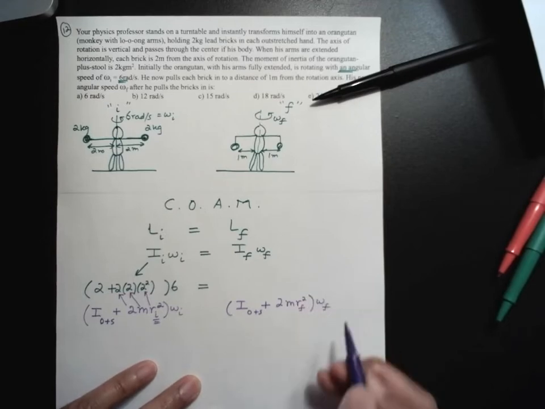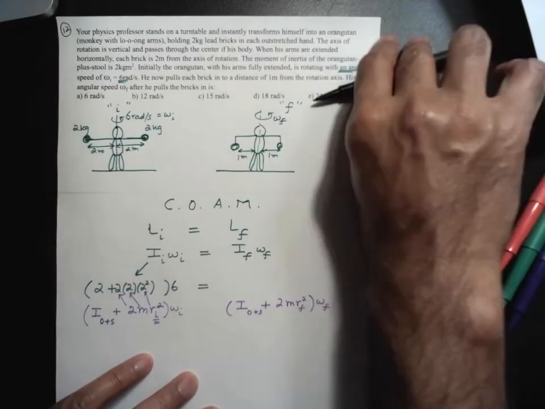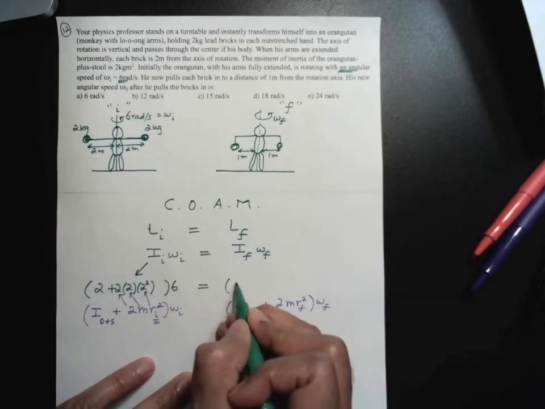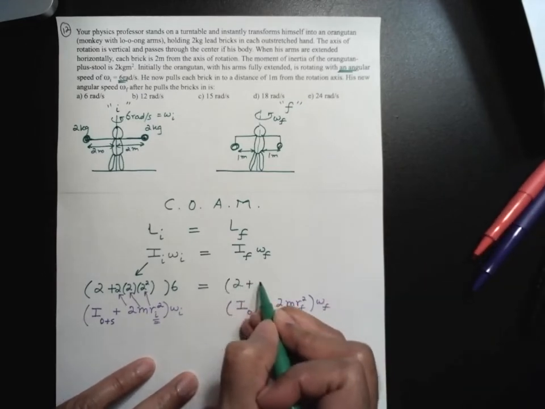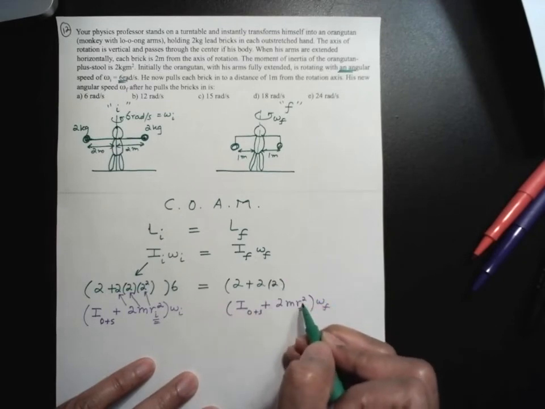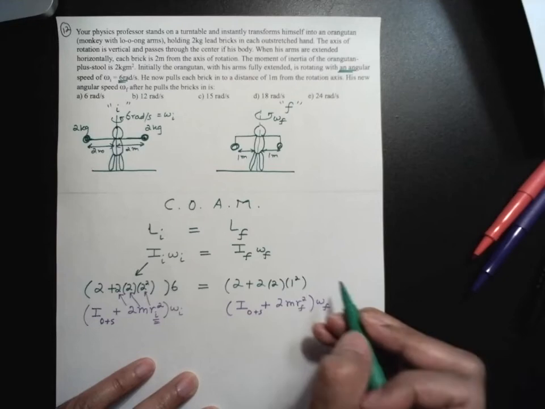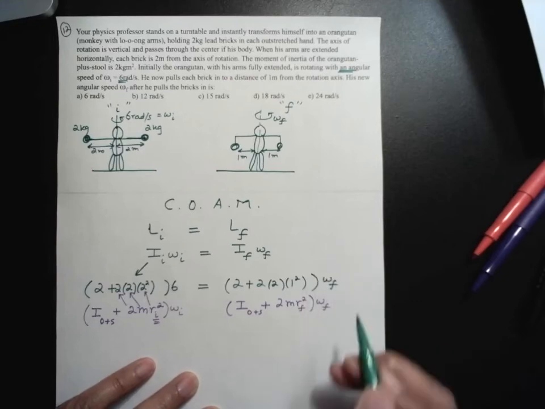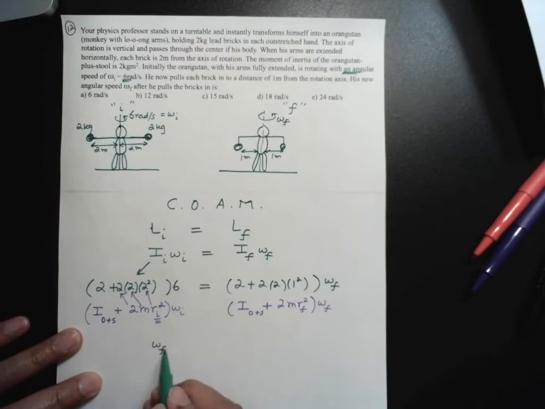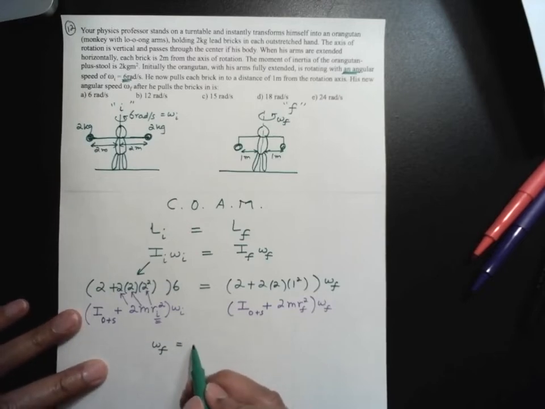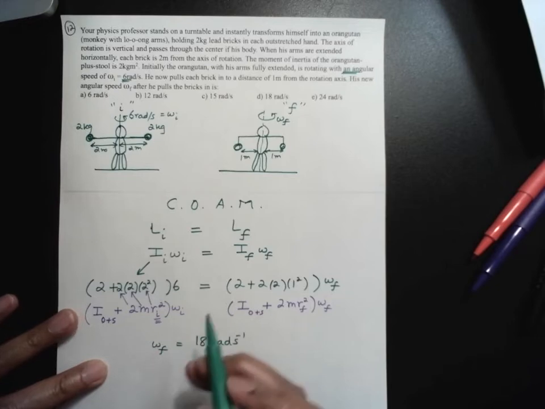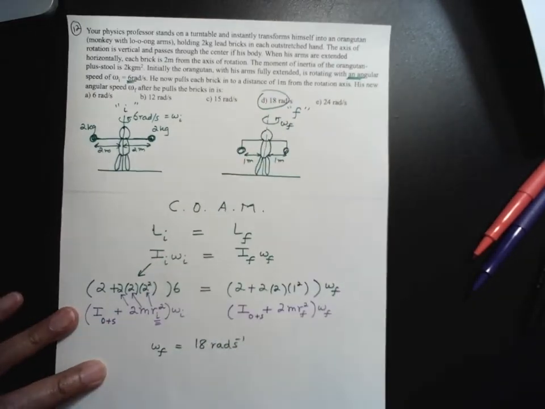And omega final, right? So let's just put in those values. So the moment of inertia, so this is 2 still. That's 2. The mass is still 2, but now the new radius is 1 squared omega final. So I just need to solve for omega final, and it works out to 18. It's speeded up, as you would have thought, radians per second.